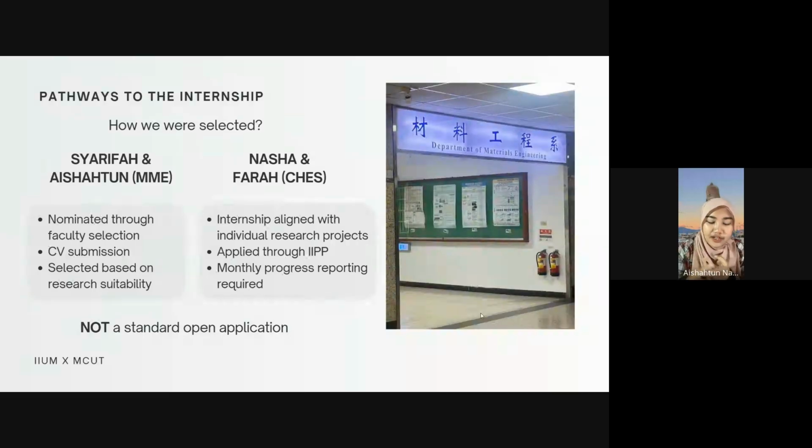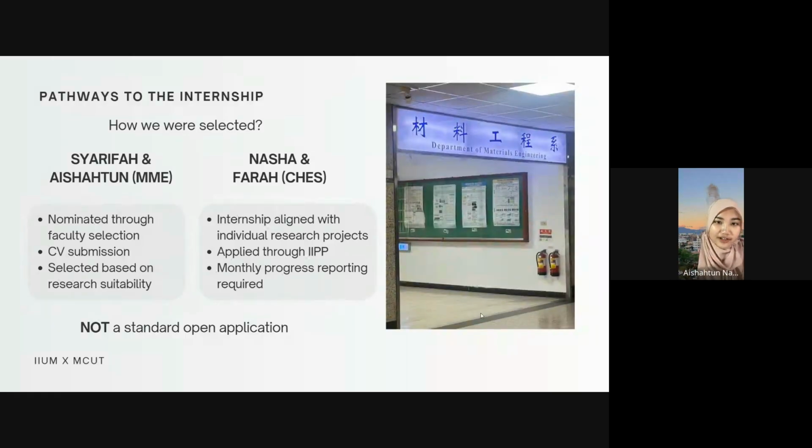For me and Sharifah, who are materials students, it's different from Nasha and Farah, the chemical students. How we got this opportunity is different. For us in materials, the lecturer let us know about the opportunity, and through the selection by the head of the materials department at MCUT, we submitted our CVs to them, and we were nominated through their selection process and selected based on suitability for the research environment.